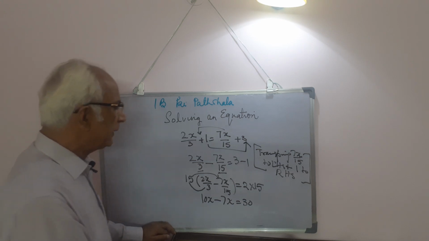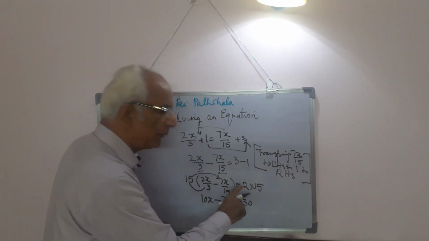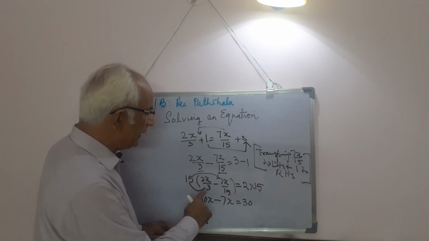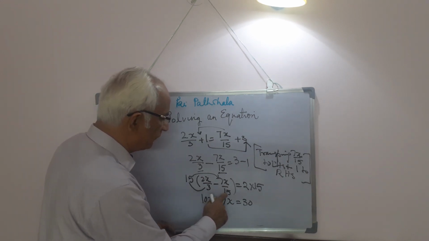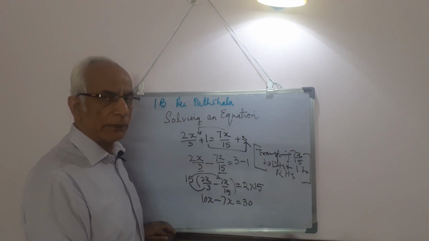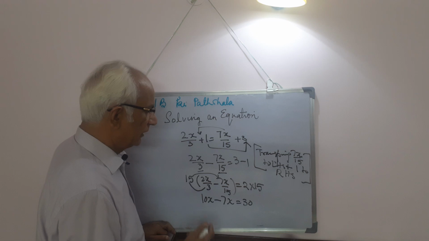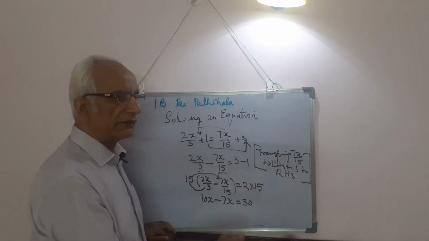So why are we multiplying by 15? We have to remove the denominator. And why did we choose 15? Because it is the LCM of 3 and 15. This is the lowest common multiple which is fully divisible by 3 and 15. And we are multiplying both sides because it is an equation.